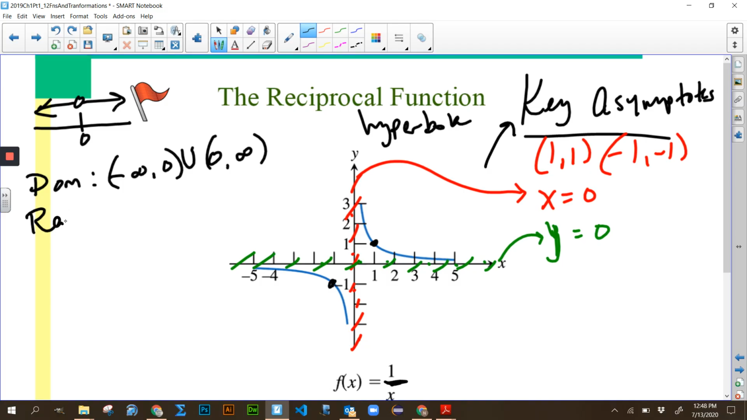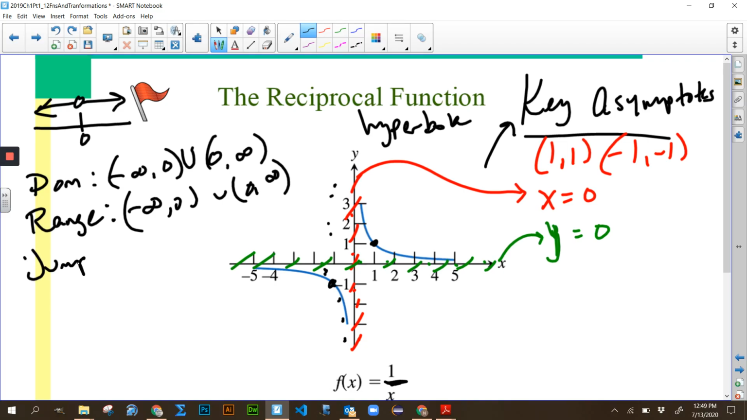The range is exactly the same because the same goes for this x-axis. The values of y can be anything except for that x-axis value. So -infinity to 0, 0 to infinity. Not including the 0 because that's the asymptote. It is not continuous. There is a jump discontinuity. There's no holes, but it's discontinuous. It's a jump discontinuity.